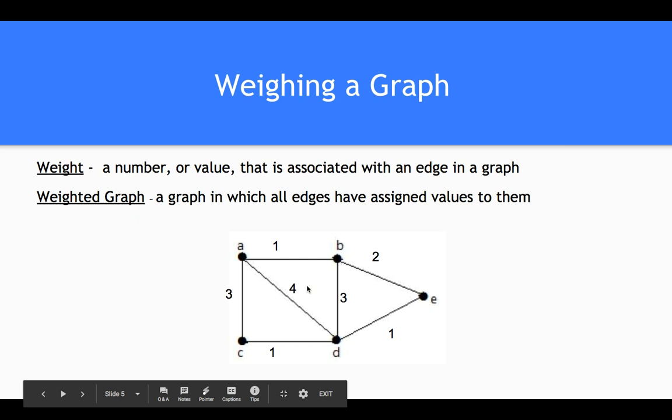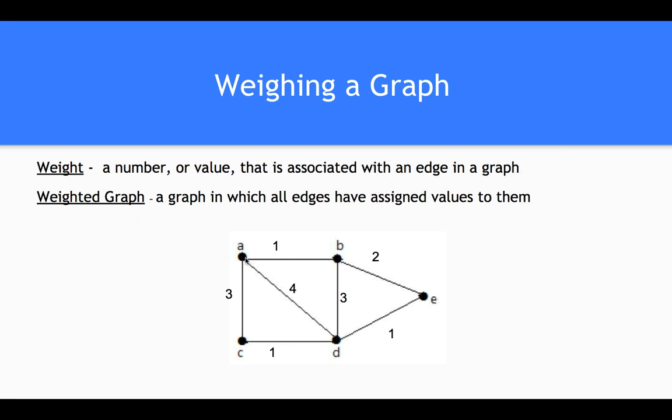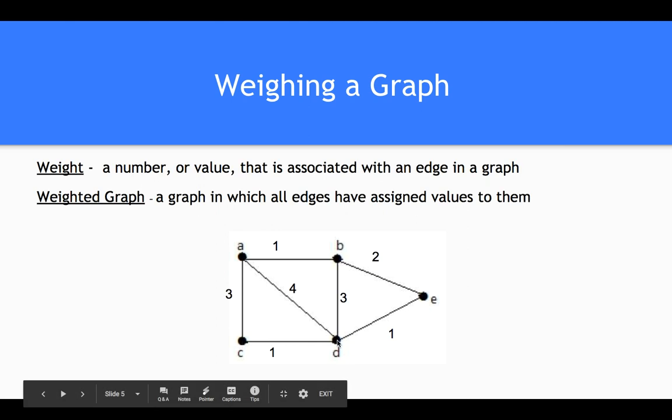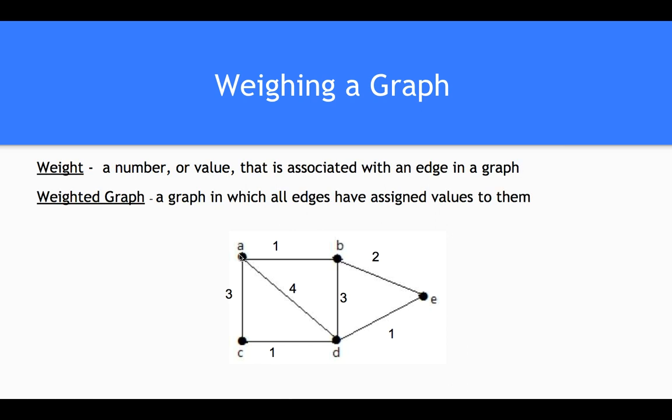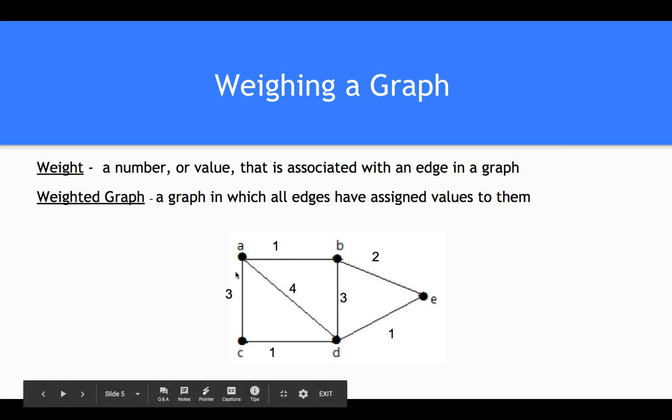So in a real life scenario, let's think of it this way. Let's say this is city A, this is city B, this is city C, this is city D, and this is city E. And these are all toll roads between all the cities. So city A and B only have a toll of 1 to get between them. But city A and D have a toll of 4. So a weighted graph is a graph in which all edges have assigned values to them, and that's what this is.